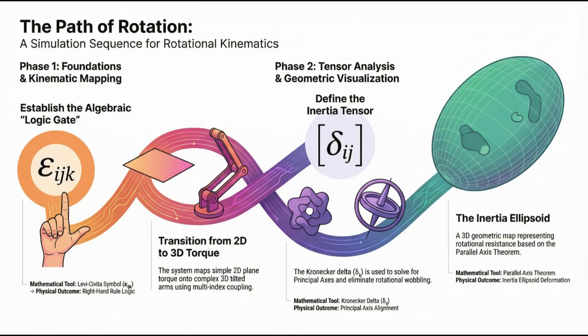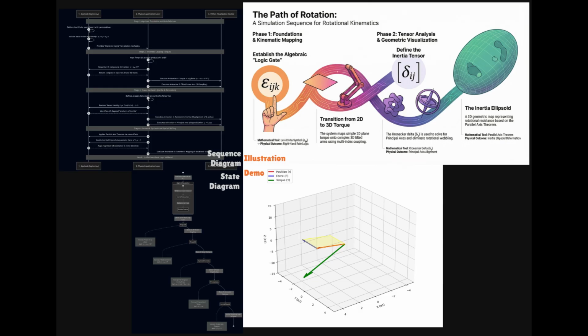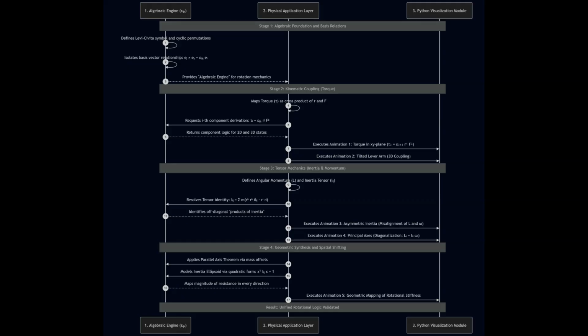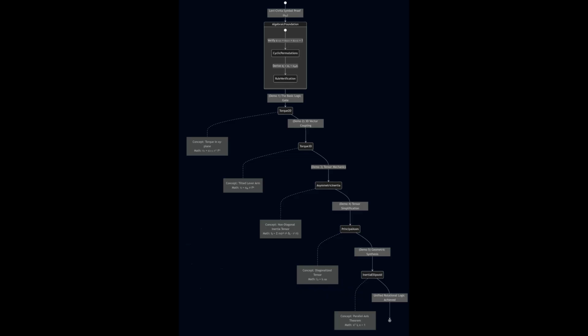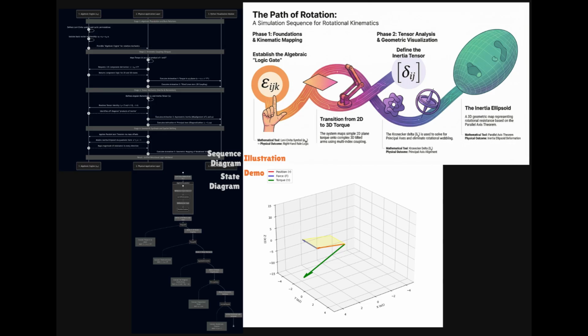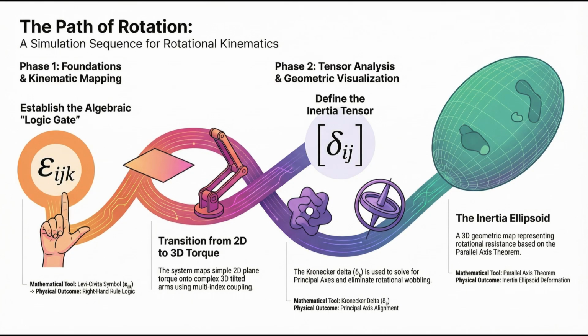The journey starts with the algebraic foundation, proving how the Levi-Civita symbol defines basis vector relationships. It then moves to torque 2D, applying this logic to a simple wrench-like scenario where force and position are confined to a single plane. 3D coupling and asymmetry. The complexity escalates in the torque 3D state, where tilting the lever arm demonstrates how a single force can trigger torque across multiple axes simultaneously.